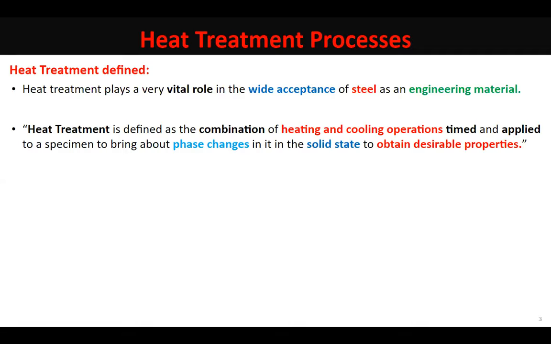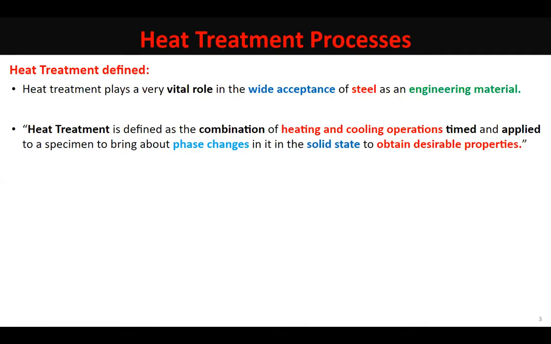So heat treatment process is defined as a combination of heating and cooling operations which are timed and applied to a material system. Why? To bring about phase changes in the material system, essentially when the material system is in the solid state. And why are we doing all this? In order to get desirable mechanical properties. So students, any heat treatment process would involve a combination of first heating followed by cooling.